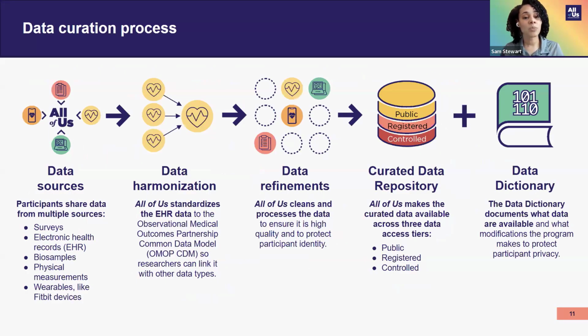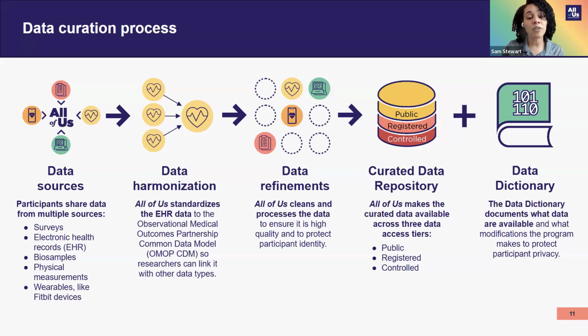So this image here is just providing an overview of our data curation pipeline, which may be of interest to you. We at the Data and Research Center receive participant data from our partners. That participant raw data undergoes quality control in our curation process to ensure participant privacy. That data is then also harmonized and standardized to the OMOP Common Data Model when applicable.